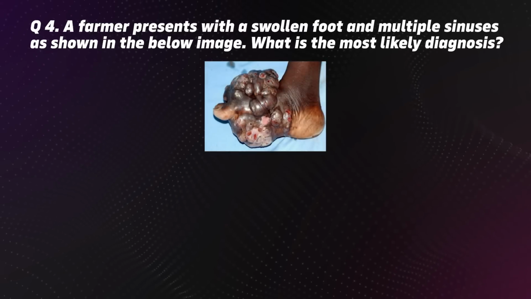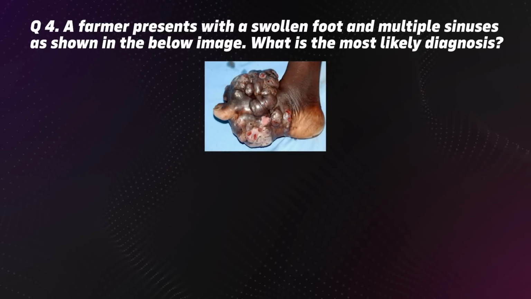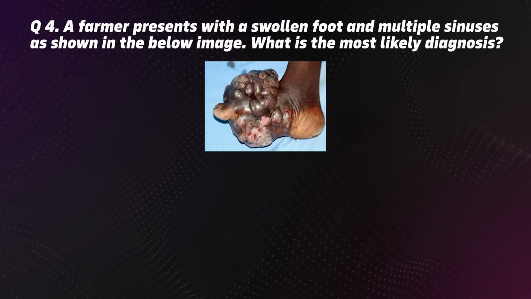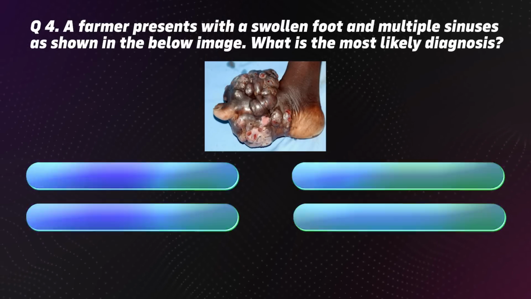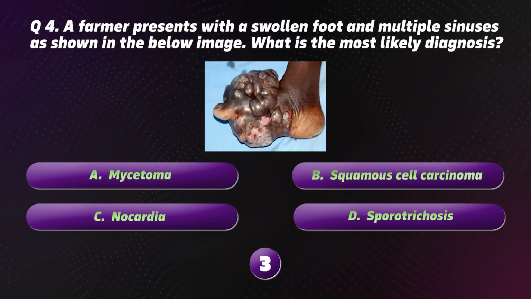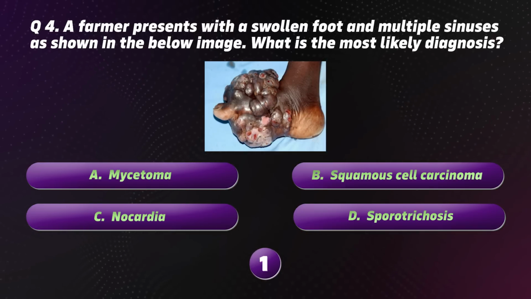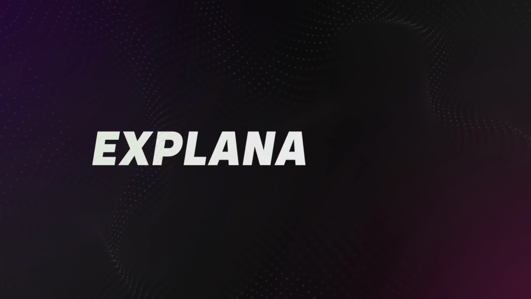Question 4. A farmer presents with a swollen foot and multiple sinuses as shown in the below image. What is the most likely diagnosis? Here are the options. A. Mycetoma. B. Squamous cell carcinoma. C. Nocardia. D. Sporotrichosis. And the correct option is A. Mycetoma. Here is the explanation.